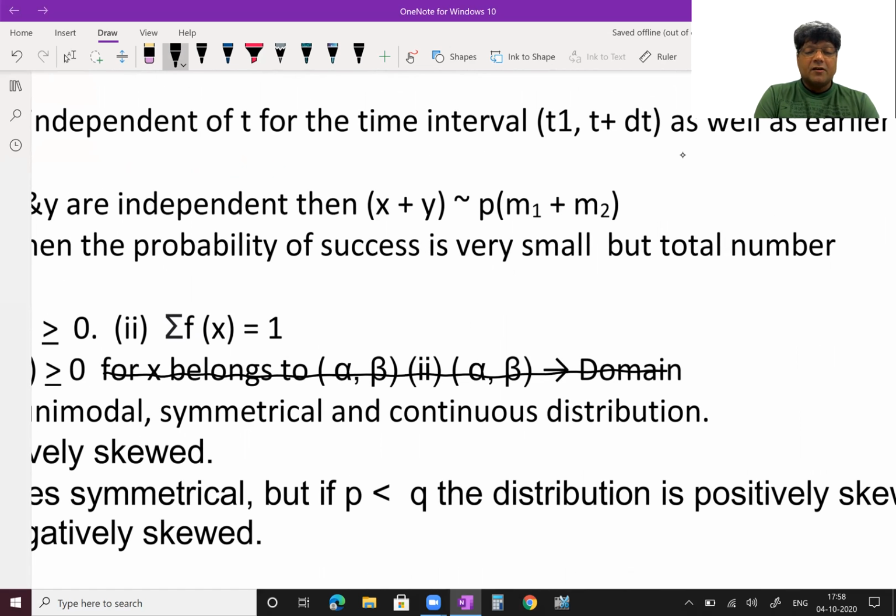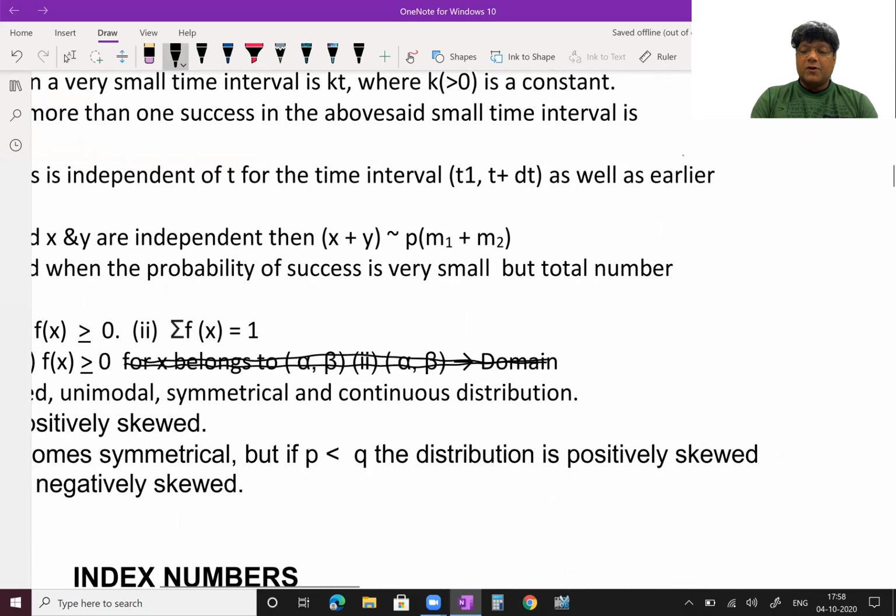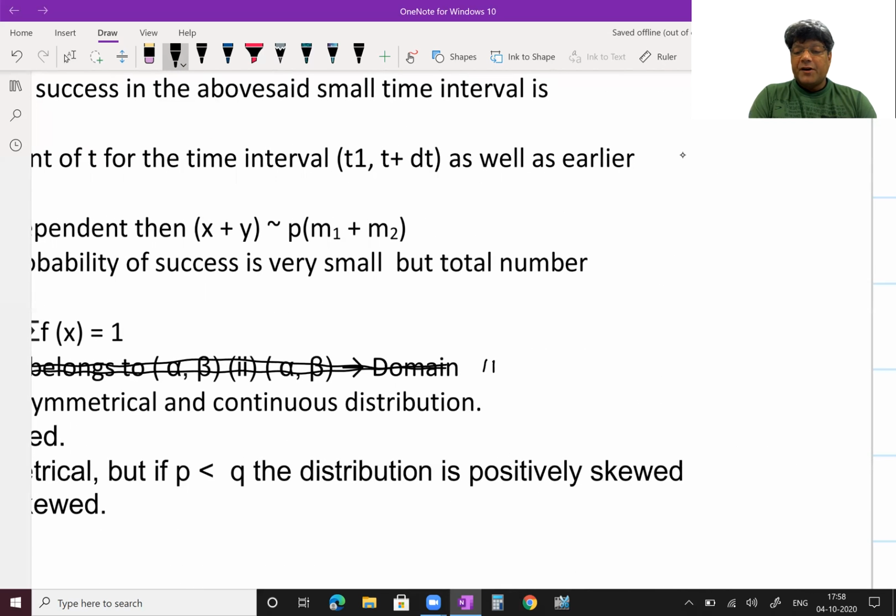Actually, this has not come properly. Point number one, f(x) greater than or equal to 0. Point number two, you have to write down. Actually, what we want to say is the same thing. What same thing? The sum total of all the probability will be equal to 1.